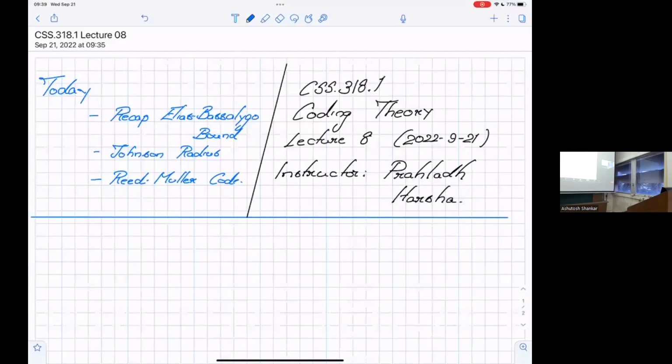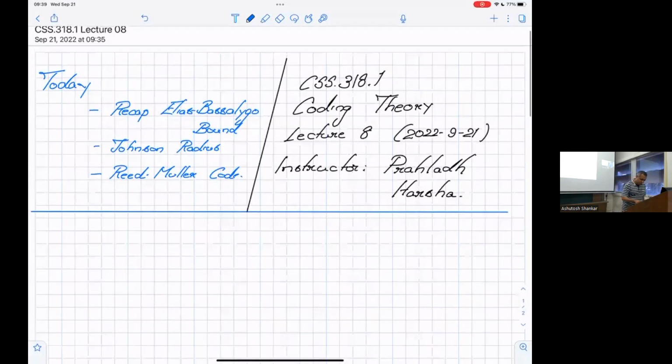Okay. Let's get started with lecture 8. The main focus of this lecture will be the Reed-Muller code and its properties. But first we have some things to complete: we need to recap the Elias-Bassalygo bound and prove the Johnson radius. So we'll start off with that and then get into understanding the Reed-Muller code properties.